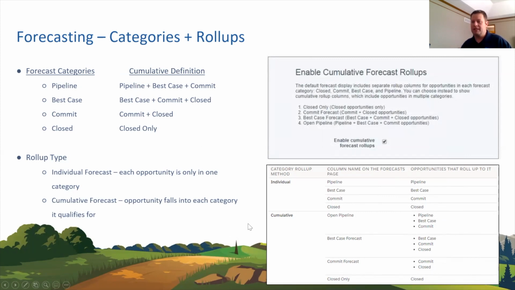So there's benefits to each one of those. I could see scenarios where you would want to know your forecast exactly by what stage it's in. And I could see other times where, for your open pipeline, you want to know everything that's Salesforce definition pipeline, but also things that are in the best case or in the commit status as well. So these are different ways to roll it up. You can roll it up individually, or you can roll it up cumulatively of everything in that category.